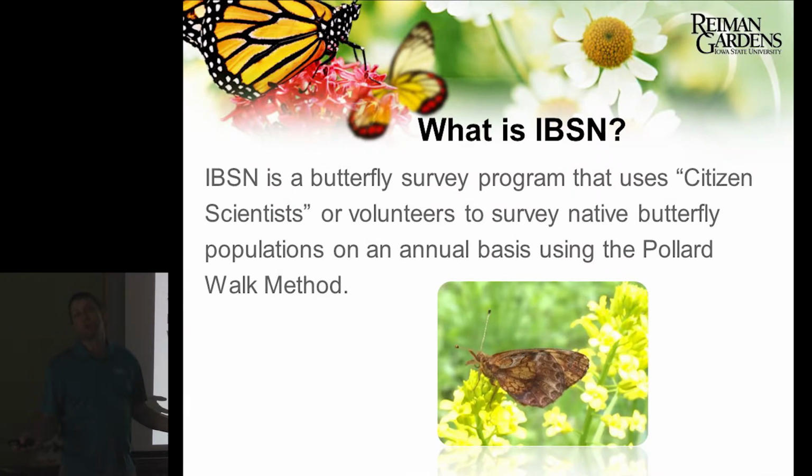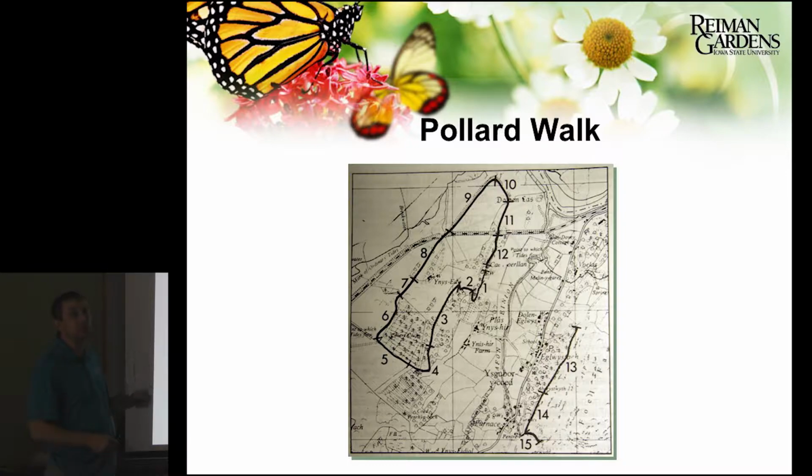So what is the Iowa Butterfly Survey Network? It is a program that utilizes citizen scientists, which are essentially just trained volunteers, to go out into the field and survey butterfly populations annually using a Pollard walk method. Now, the Pollard method was one that was established by two gentlemen named Pollard and Yates. Here's a map of one that's copied right out of their book. Basically, you walk a set transect route and then monitor the butterflies you see along it. And we'll talk about the different caveats to doing the survey as we go through training today.